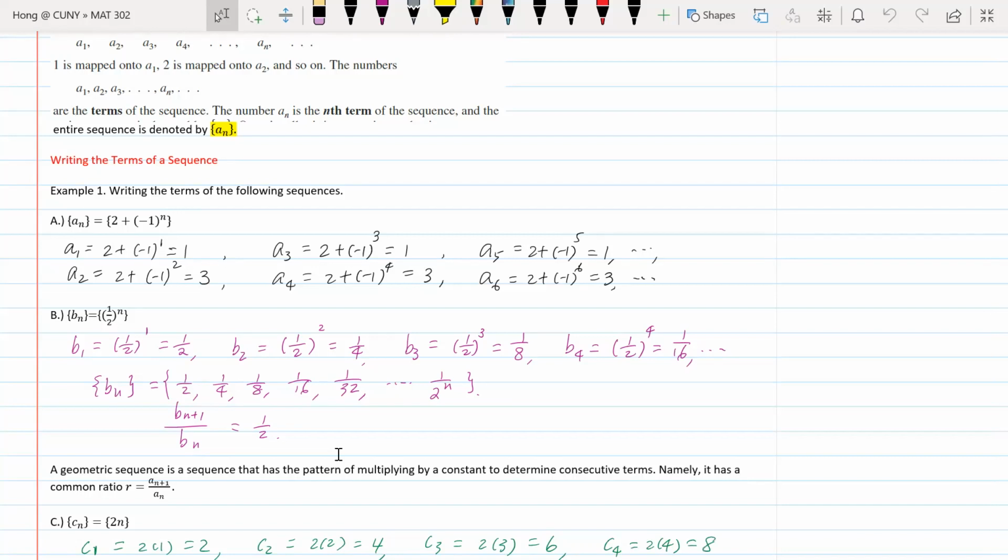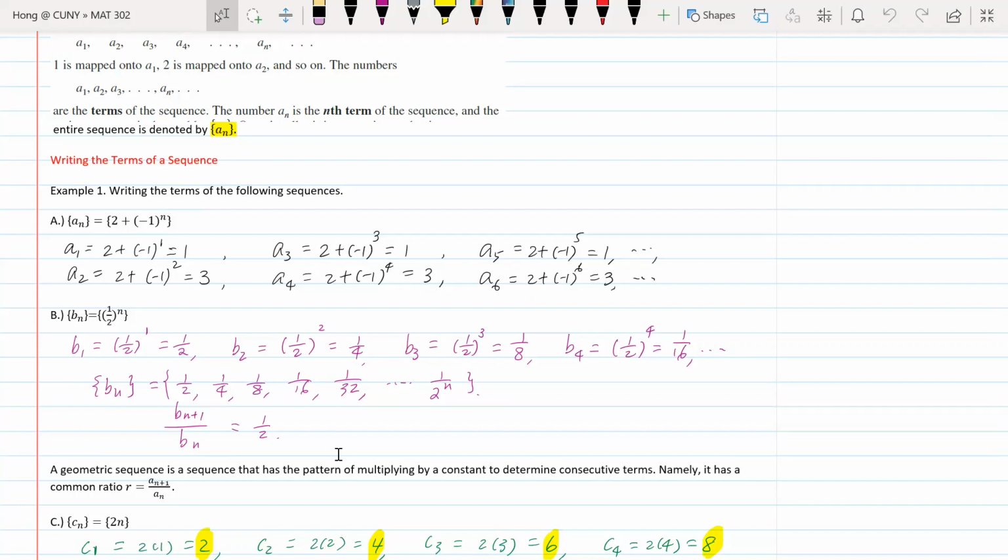Okay, so now observe this: C sub 1, C sub 2, C sub 3, C sub 4, which means the first term of the sequence, second term, third term, and the fourth term of the sequence. The first term equals 2. The second term, 4. The third term, 6. The fourth term, 8. Of course, the fifth term is 10 because 2 times 5 is 10.